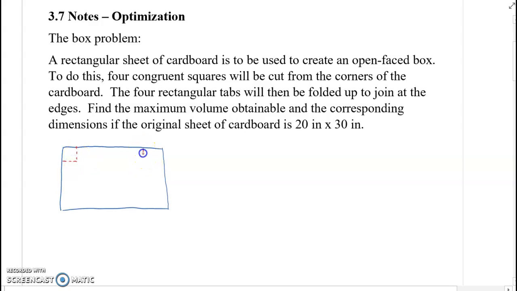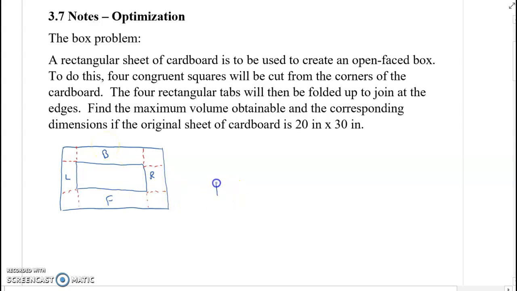And when we cut these 4 squares out of the corners, that's going to create some tabs that we can then fold. We can call this the left tab and the right tab. We can call this the front tab and the back tab. And each one of those is going to be folded along one of these lines. And then the bottom of the box is going to be this blue rectangle in the middle. And we've got a left edge and a right edge, a front edge and a back edge.